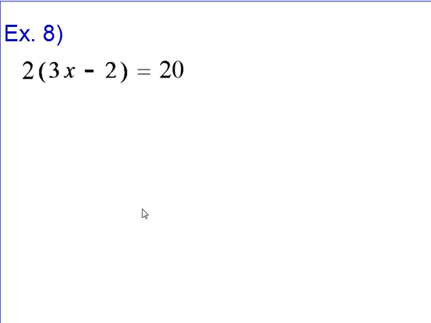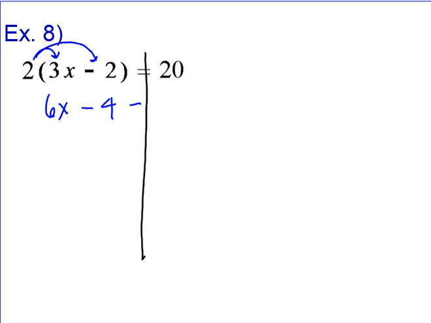Let's take a look at another problem here. Here I have 2 times 3x minus 2 equals 20. What we need to do first is to use the distributive property. We're going to give the 2 out to the 3x, but also out to the negative 2. We'll have 2 times 3x, which is 6x, and 2 times negative 2, which is negative 4, equals 20.